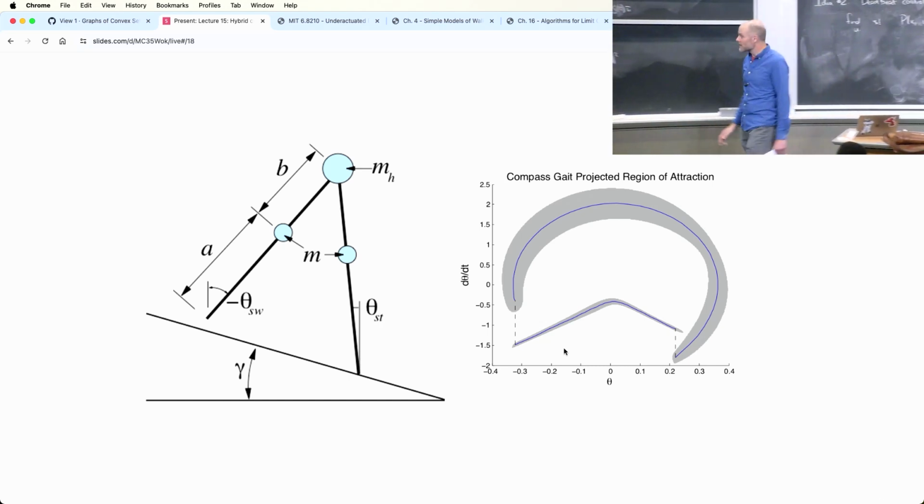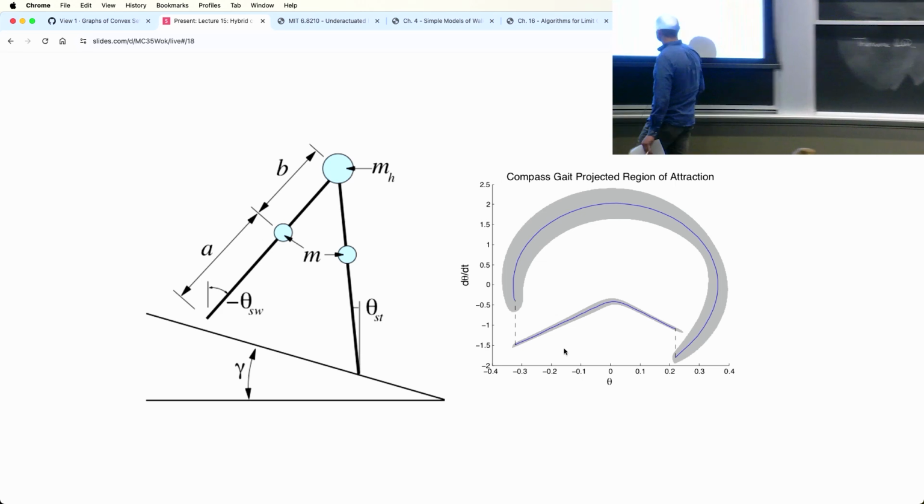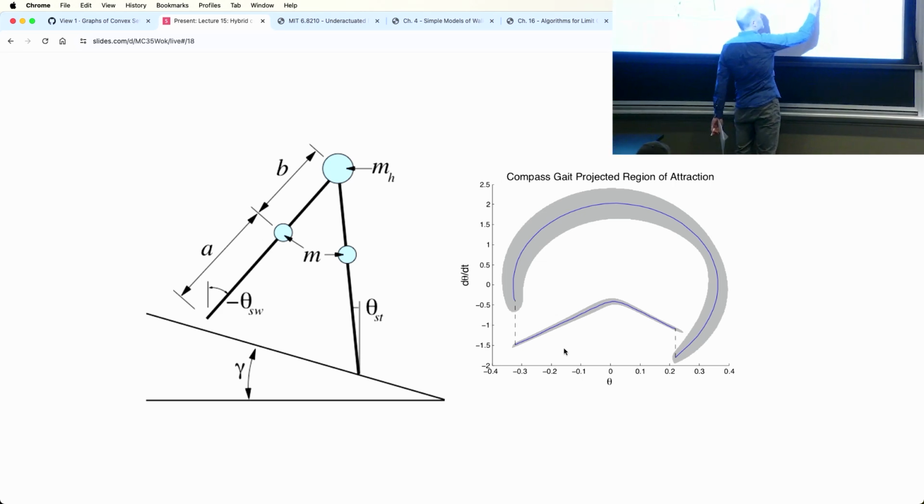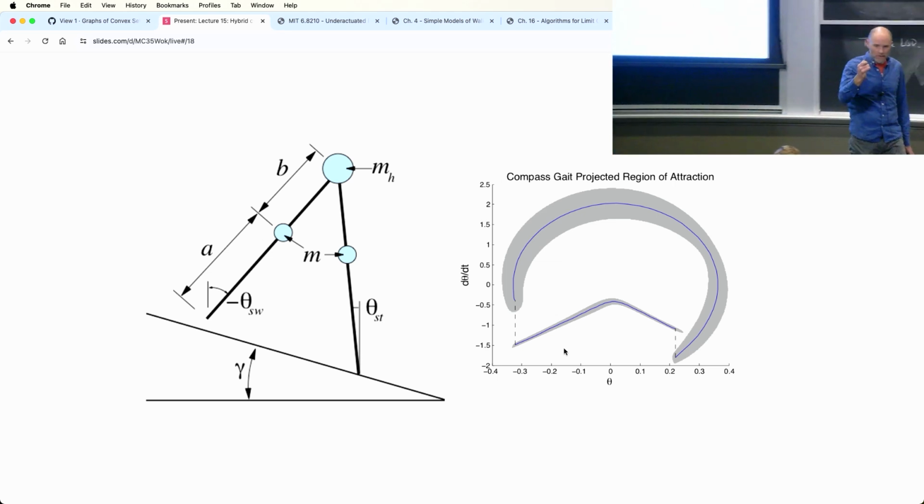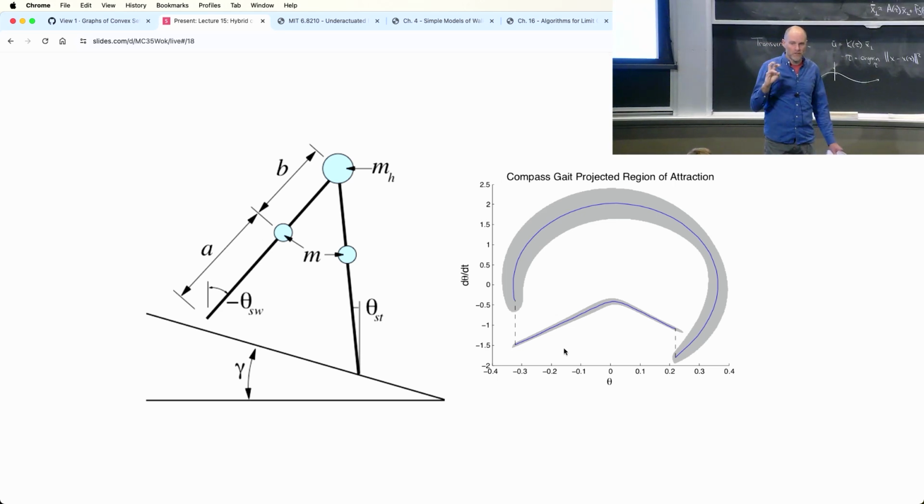If you think about the compass gait, it has a smaller region of attraction, but you can do the same kind of thing here, which is you can find quadratic Lyapunov candidates that move along the cycle. You can verify the Lyapunov conditions with sums of squares, and you can certify the region of attraction of the passive compass gait.